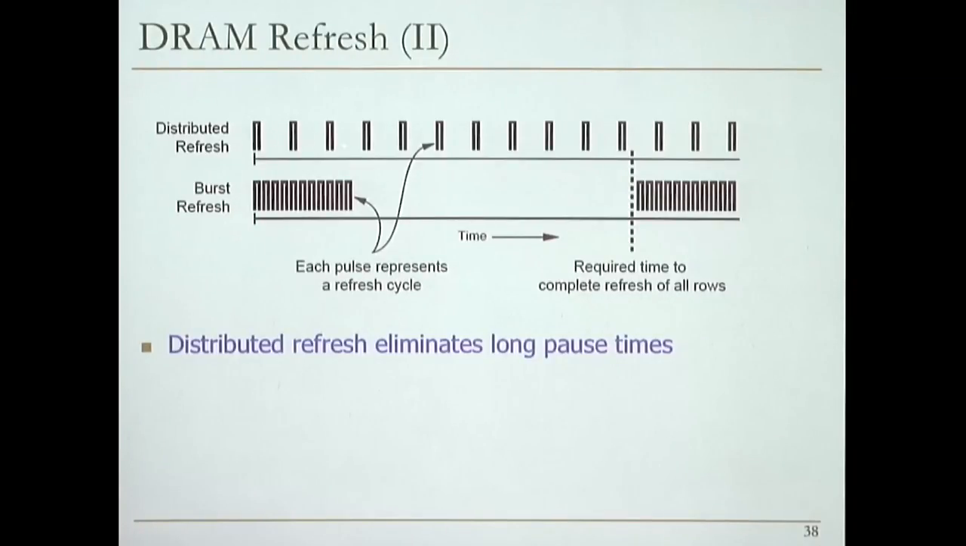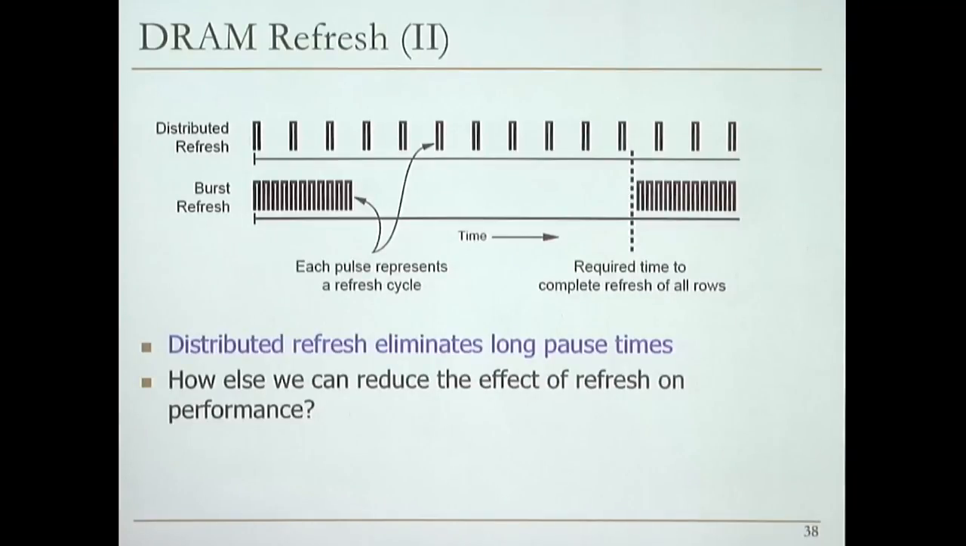Whereas if you do the refresh in a distributed manner that looks like this, distributing each different row's refreshes at different times, you get a much more consistent performance, if you will. You still do the same number of refreshes, of course, right? You still need to refresh all the rows every 64 milliseconds. But when that refresh happens is different for each row. OK. So this is what's employed in modern memory controllers. So the question is always, how else can we reduce the effect of refresh on performance and energy? And we've seen an example of this and how difficult it is before.